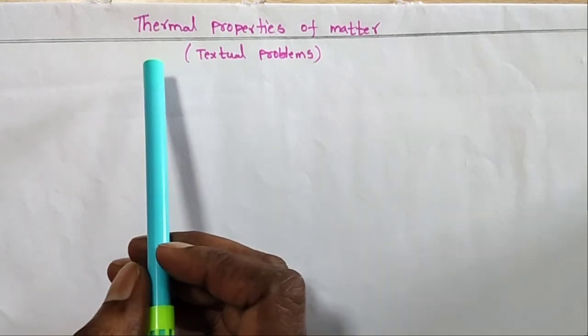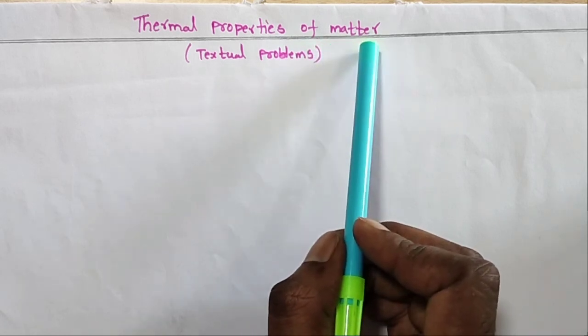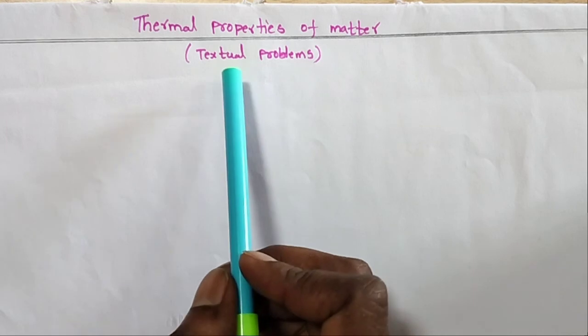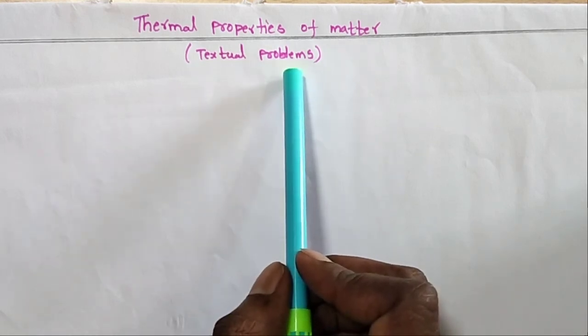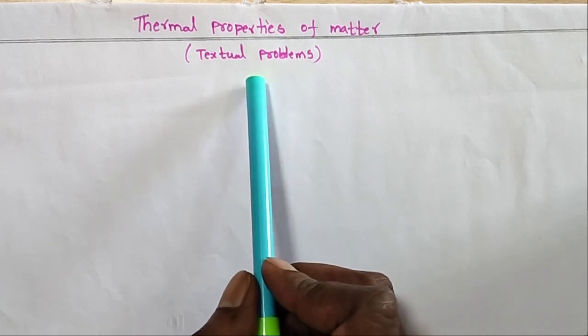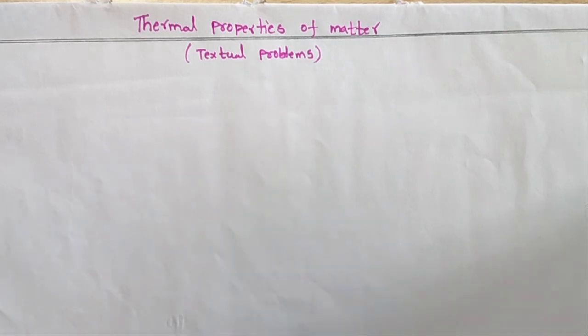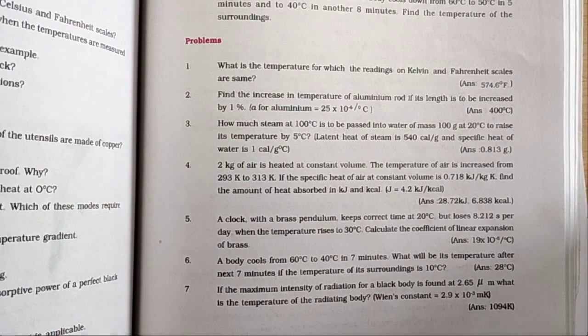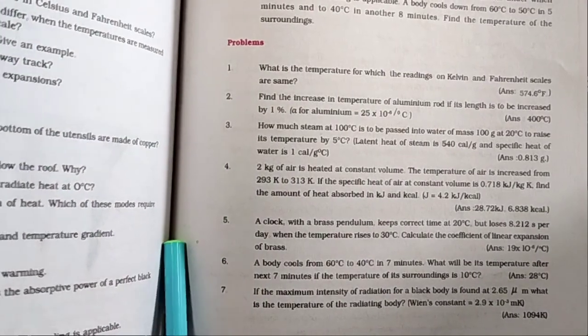Students, this video mainly covers thermal properties of matter, a Class 11 intermediate first year chapter. Today's video explains the textbook problems. A total of 7 textbook problems are given, and I will explain all of them. Here are the textbook problems, 1 to 7.